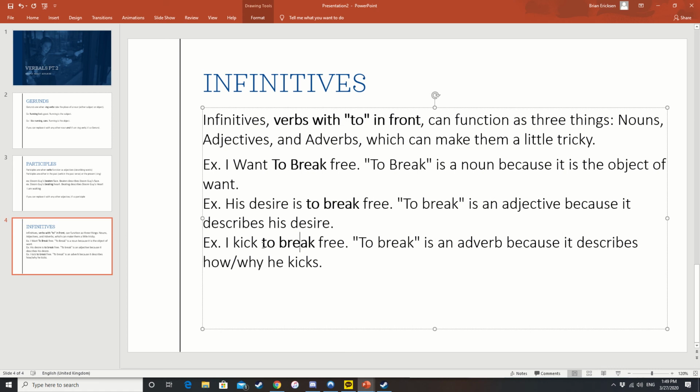Okay, so I kick to break free. His desire is to break free. I want to break free. Okay, all of those change their function based on the context around them. But again, most of you got this one just fine. Some of you decided that to wasn't necessary to be an infinitive, and it absolutely is. You cannot have an infinitive without the to in front of it.